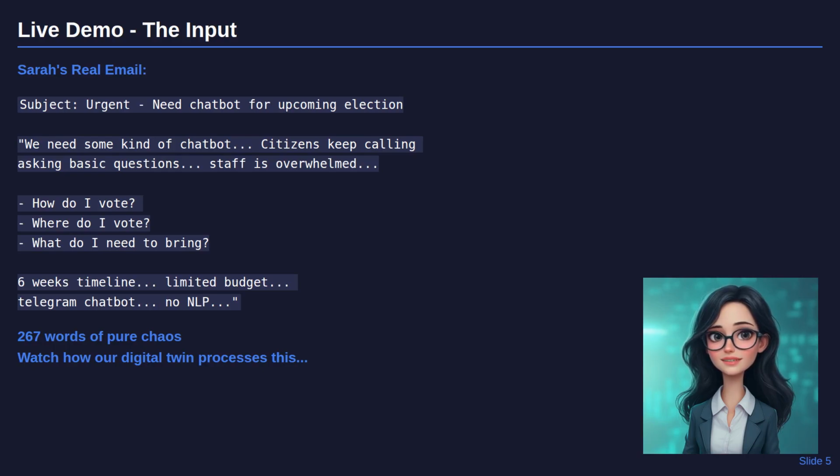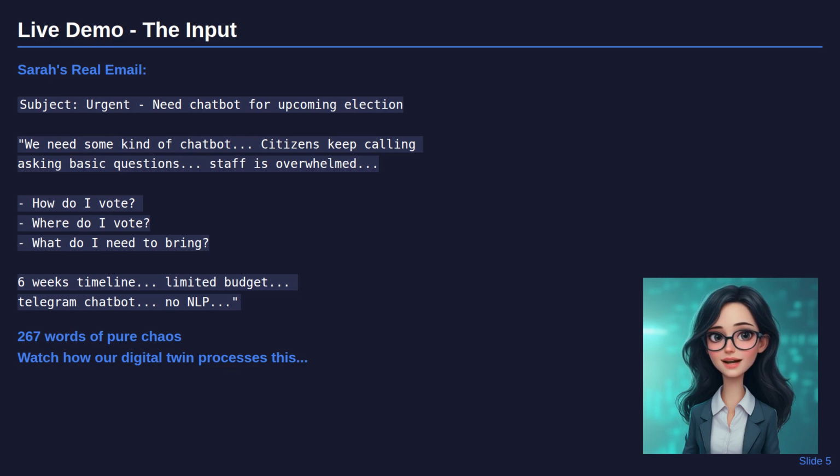How to vote, where to vote, what to bring. She mentions they have some documentation, an API that sometimes works, needs it to work on phones. Has a 6-week timeline, limited budget, wants Telegram, no NLP. That's it. 267 words of pure chaos.